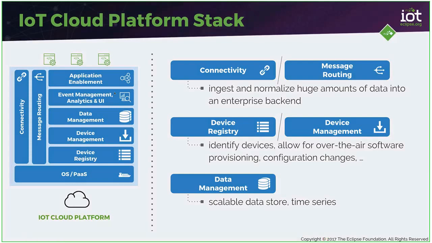First, one will be around connectivity and message routing. Like, how do we manage the fact that there's going to be lots of different devices or gateways in the field sending data, possibly using several communication protocols, right? Maybe some data will be coming in as HTTP data. Some data will be coming in as ActiveMQ, AMQP messages, etc. So ingesting and normalizing huge amounts of data into the enterprise backend is actually something that's fairly specific to IoT, right? And doing this at scale, right?